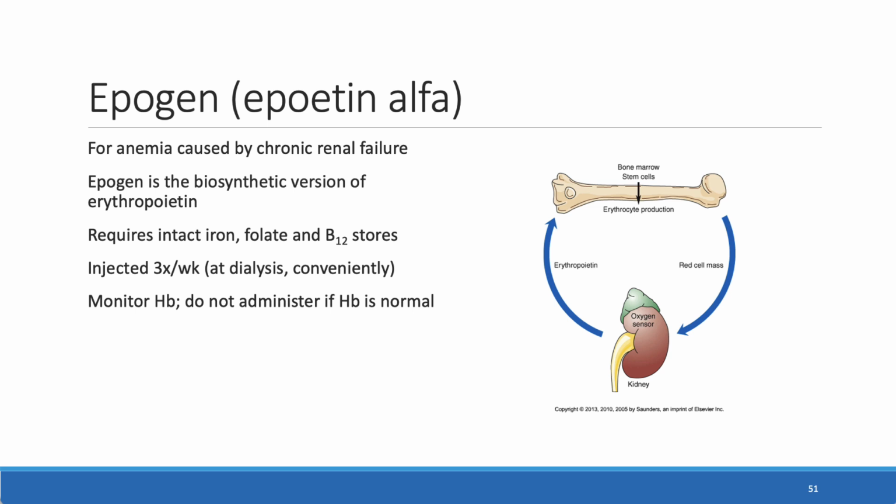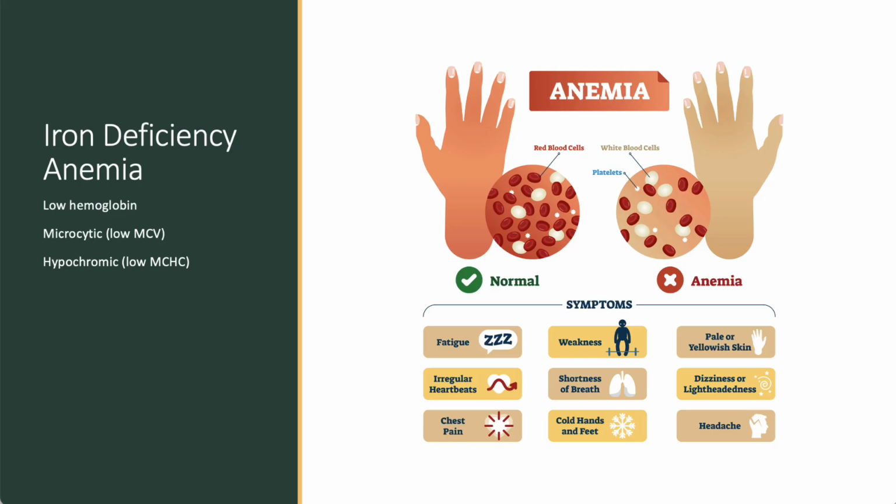Okay? You also need folate or folic acid, and you need B12. So all those things need to be present in order for erythropoietin to be able to work. Okay? We inject it 3 times a week, and then we monitor their hemoglobin. And if their hemoglobin's normal for a week, then they skip the erythropoietin until it starts to go down again. So again, iron deficiency anemia is where the iron is being lost, or you're not taking in enough.